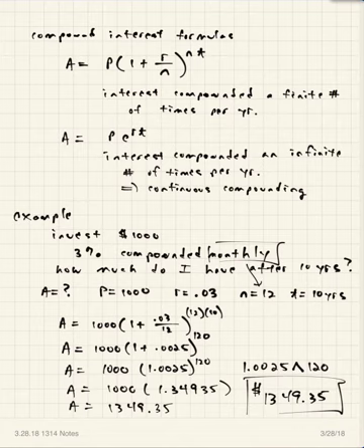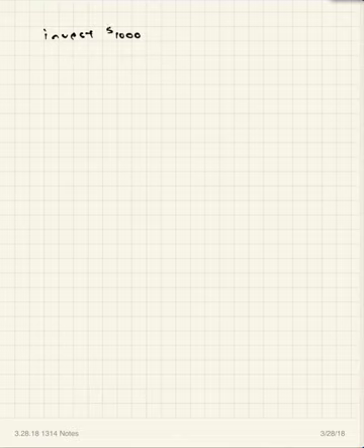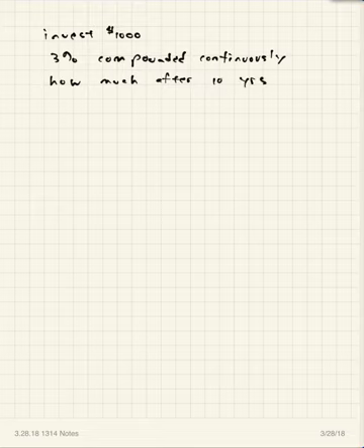All right, so now if we do the same problem, but we invest $1,000 in an account that's 3% compounded continuously. How much after 10 years? Then now we use our continuous compound interest formula. A equals P times e to the rt power.